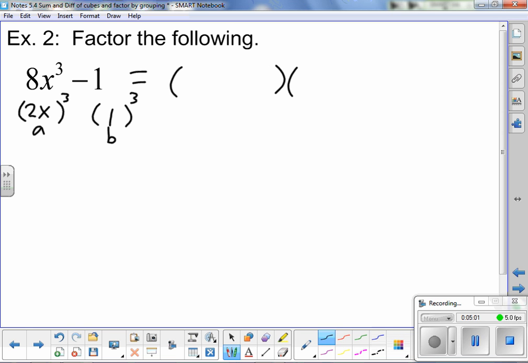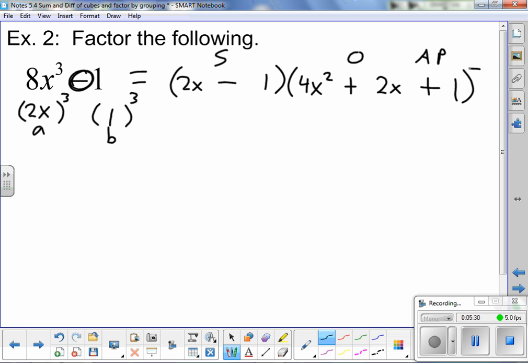So binomial, trinomial, first part is a and b, so a 2x and a 1. Then a 2x being squared is a 4x squared. A 1 being squared, 1 times 1 is a 1. And then multiply them together, a 2x times a 1 is a 2x again. Now we're going to fill in our signs. Same, opposite, always positive. So same sign as the beginning sign was this right here, so it's going to be that negative. Opposite sign from the beginning would be a positive, always positive means always plus.